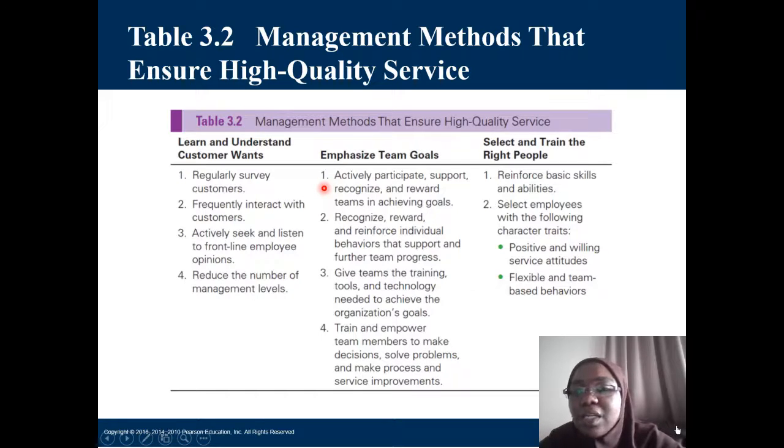Then we can also select and train the right people. If you want to ensure high quality service, you have to reinforce the basic skills and abilities. You have to select employees with character traits such as a positive and willing service attitude. Employees should be positive and willing to render such services. Then there should also be flexible and team-based behavior. All these are required for high quality service.